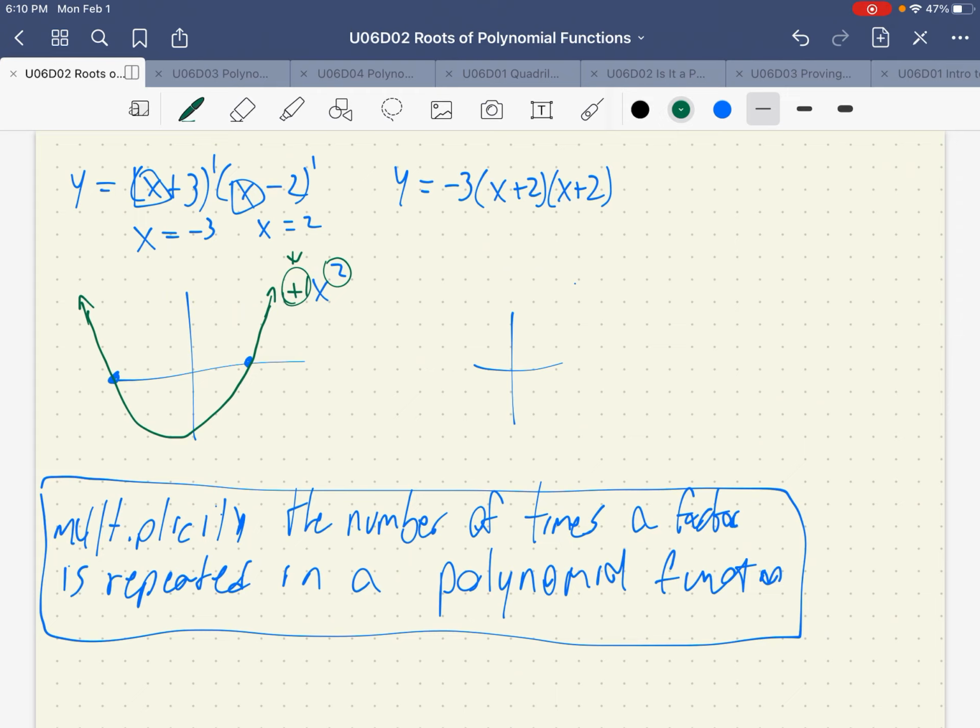In case you didn't have a chance to get the definition of multiplicity, I will pause here for a moment so you can pause the video and take that down.